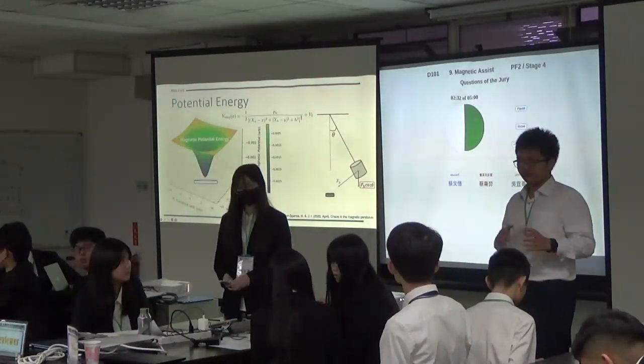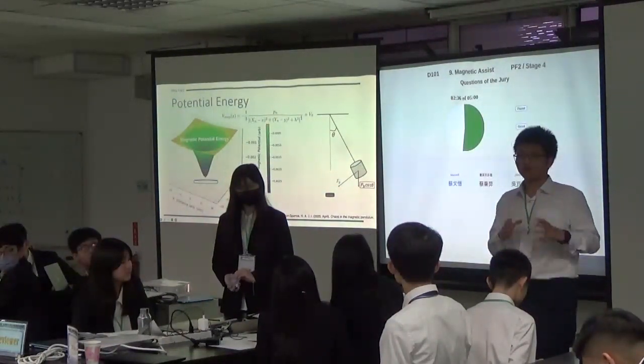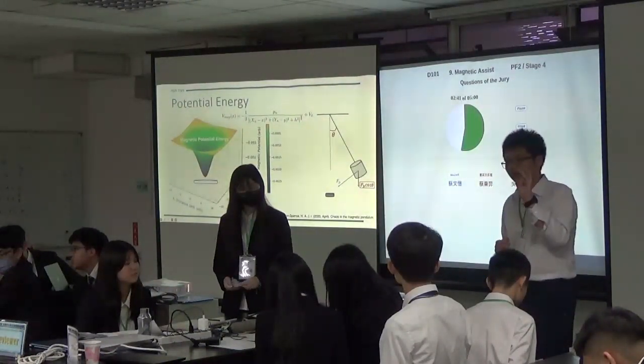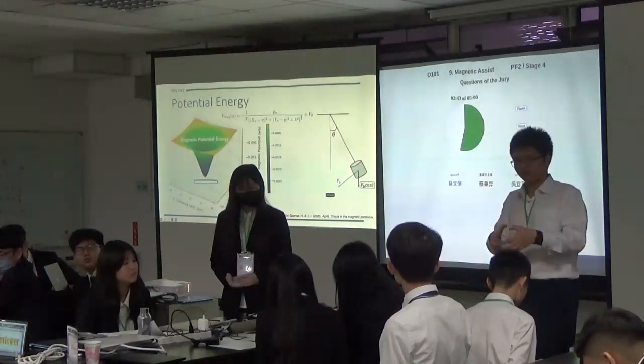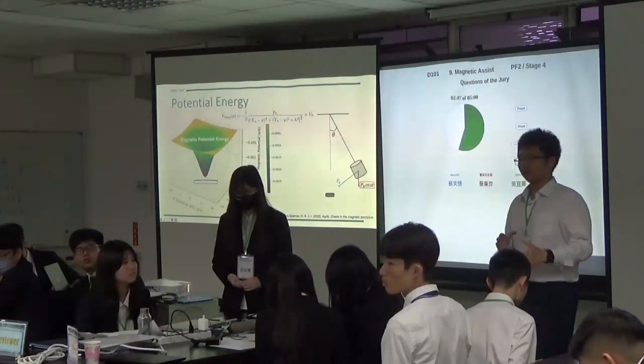I think the relationship between the distance and the force depends on what model you consider. The magnetic pole, the point dipole, and the loop pole are different. It depends on what model you choose.